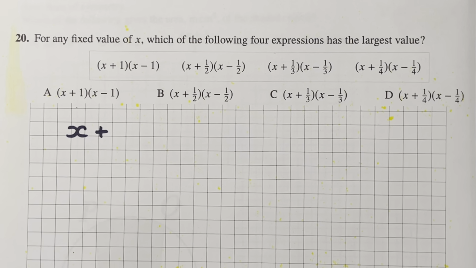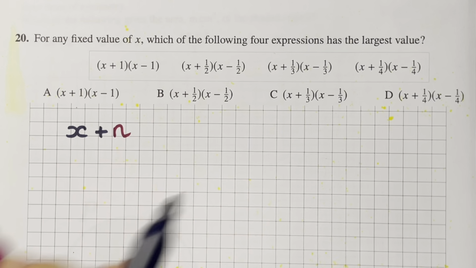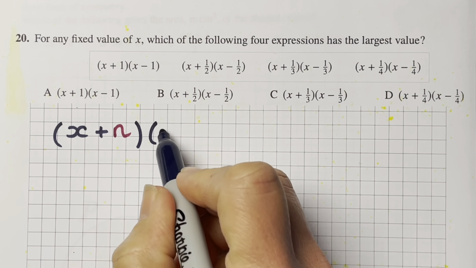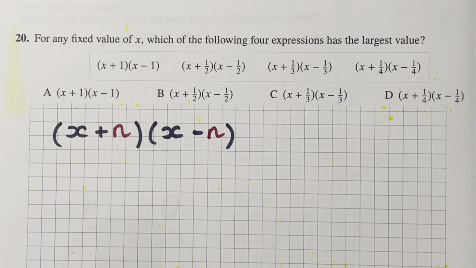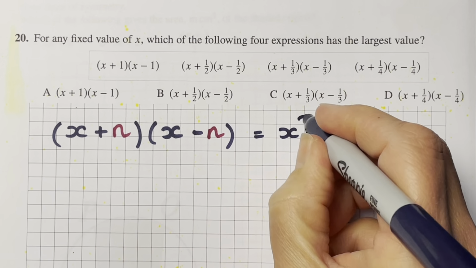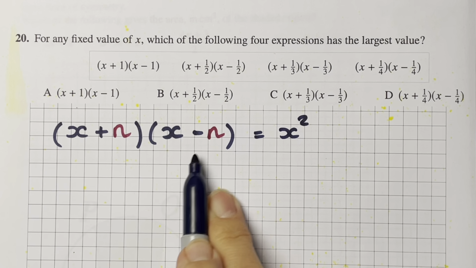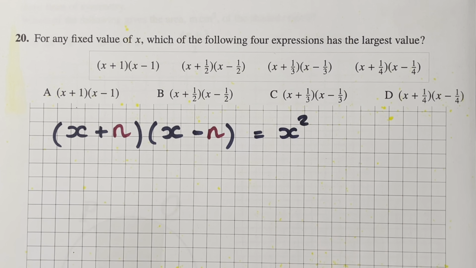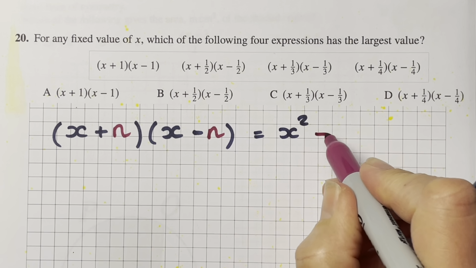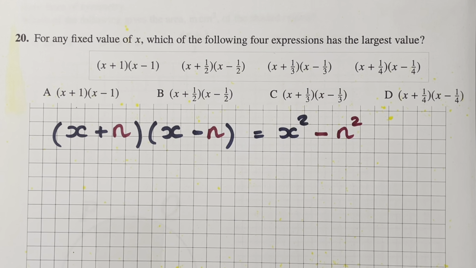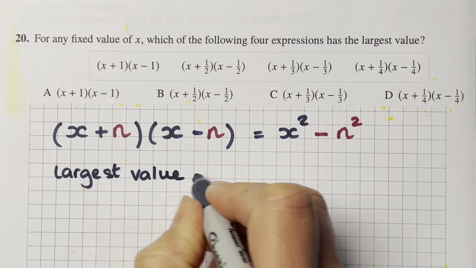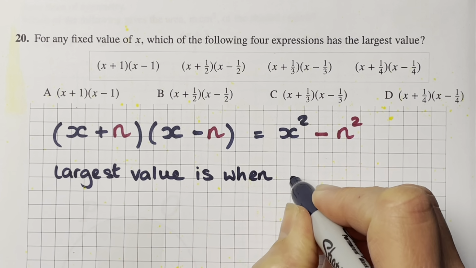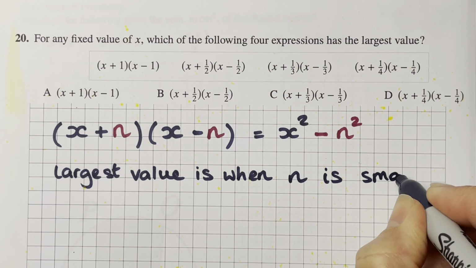So I've got, let's use a different colour, x plus n and x minus n. Now we know when we expand that, I'm going to get x squared. I've got a plus nx, and then I'm going to subtract nx. They cancel out. So I'm going to end up with x squared subtract n squared. As soon as I've got that, I think I've pretty much got the answer, because I know that the largest value is when n is smallest.